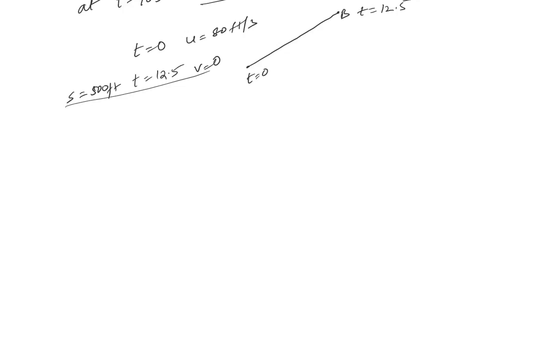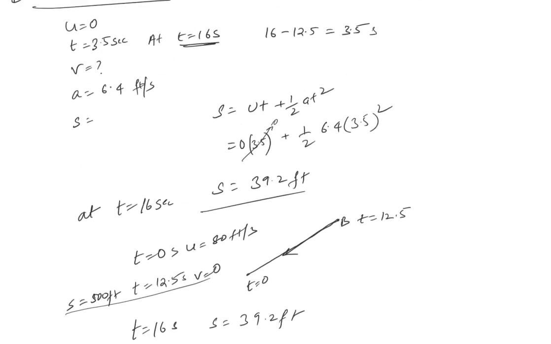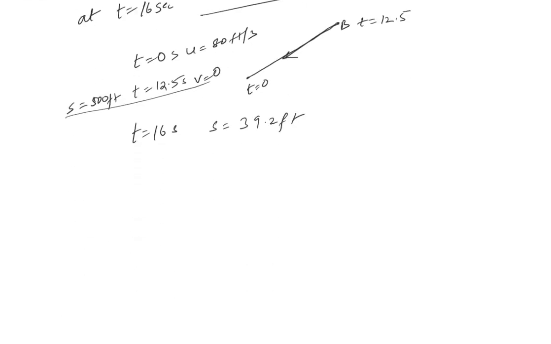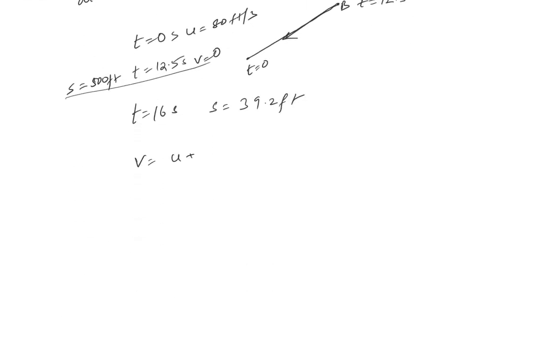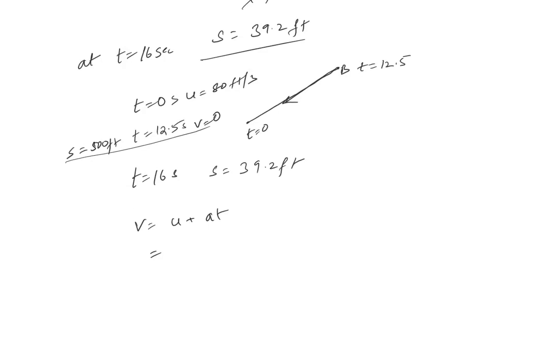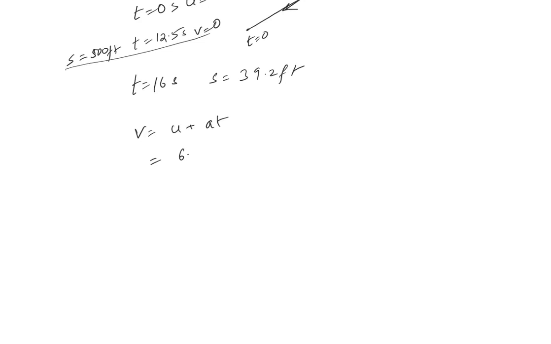Now on the way back, t is equal to 16 seconds. It has traveled s equal to 39.2 feet. Okay, we can also find the velocity if you want. So we can say v equals u plus at. Let's do that just for giggles. v equals u plus at. The initial velocity is 0 because it is starting from here, with a 0 velocity coming down. Acceleration was 6.4. Time was 3.5.